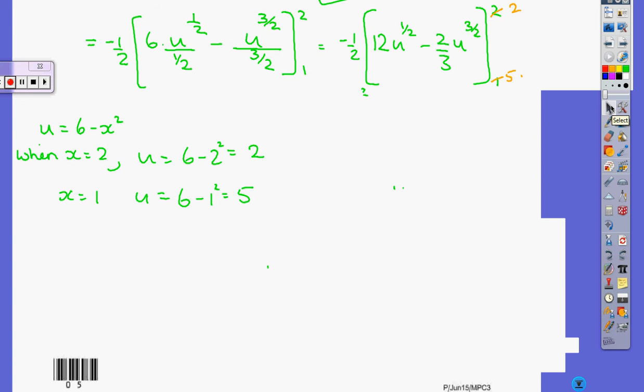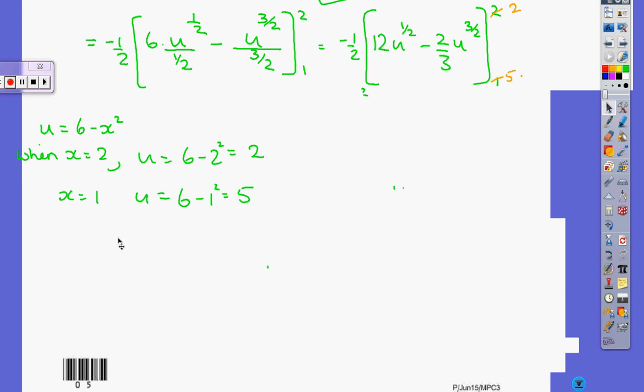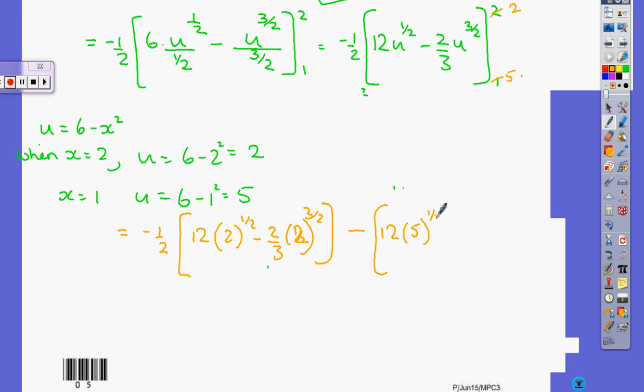I think it should work. So, here we go. Although I would normally do it the other way around, but I'm not sure. So we'll see. A half. Then we go 12. 2 to the half minus 2 over 3 to the half, 2 to the 3 over 2, minus 2, 5 to the half, that is going to work, isn't it? Minus 2 over 3, 5 to the 3 over 2.